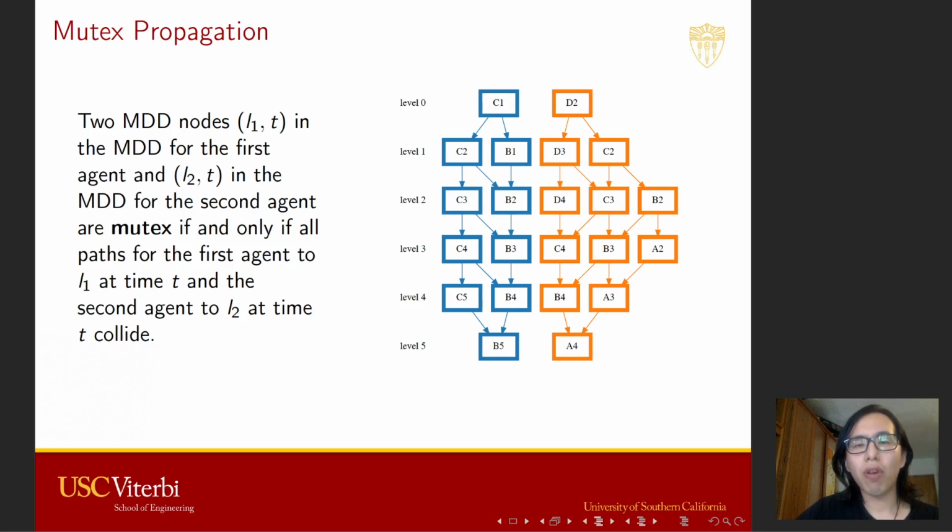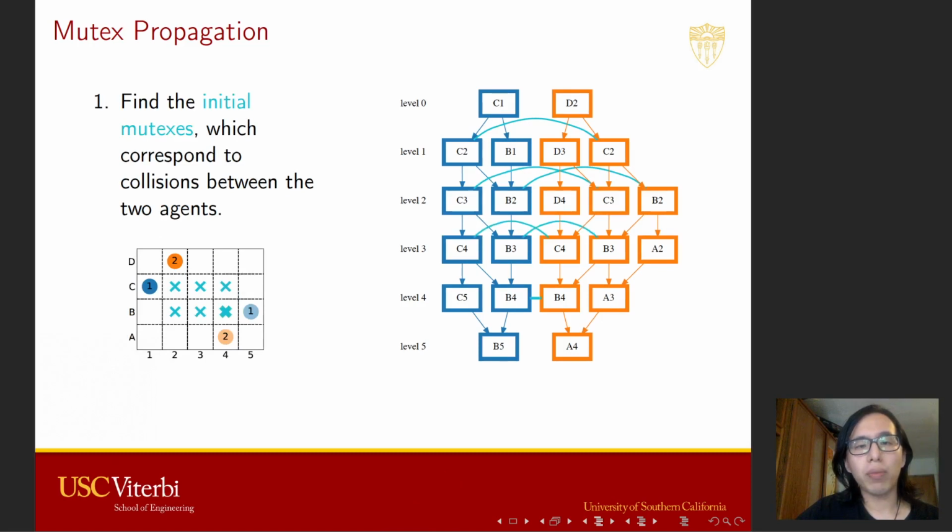To identify all mutex between these two MDDs, first we need to find the initial mutex, which corresponds to collision between the two agents. In this example, we have 6 locations in the map where the shortest paths of the agents might collide, which gives us 6 initial mutex, which are those blue arcs connecting MDD nodes of the same level.